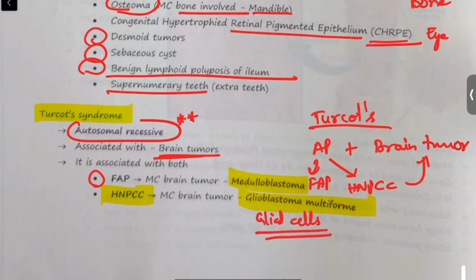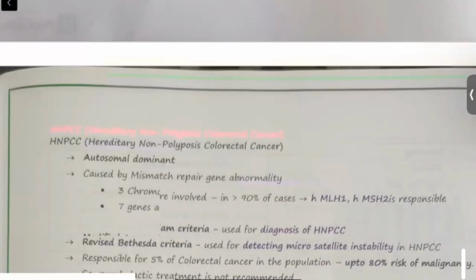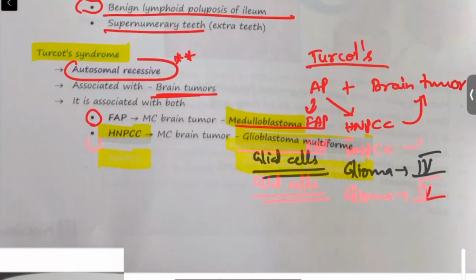Okay, basically glioma stage 4 is called glioblastoma multiforme. This is medulloblastoma, it arises from ependymal cells. So this was about FAP.